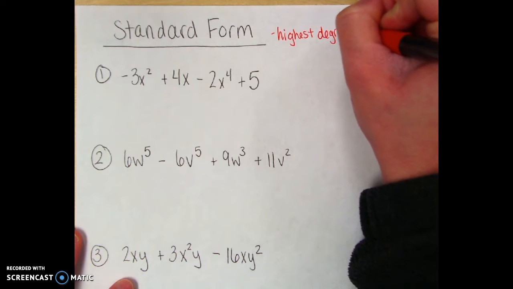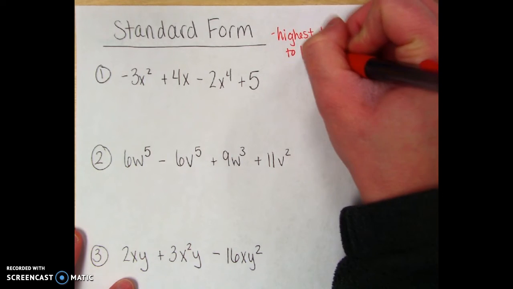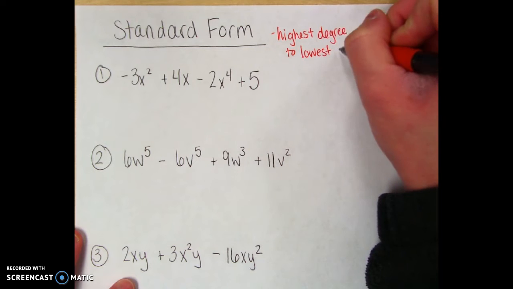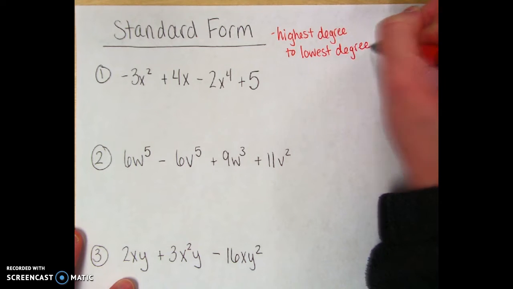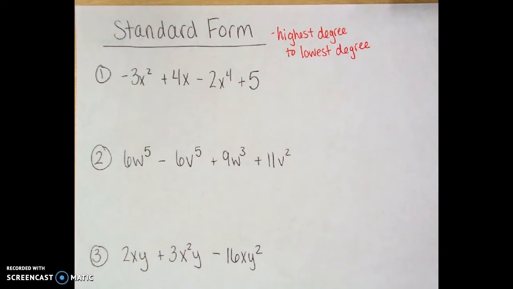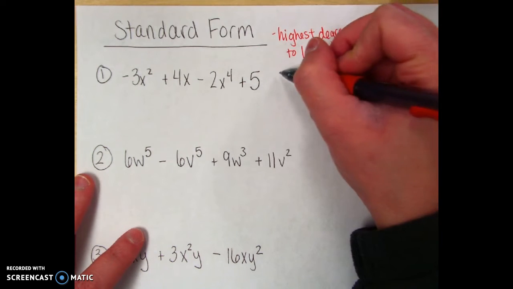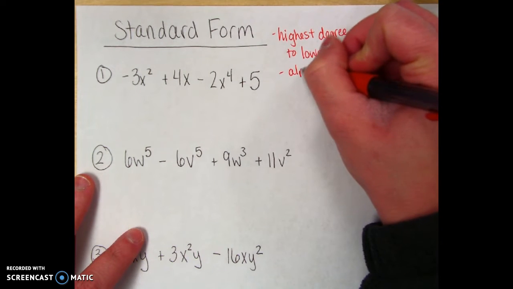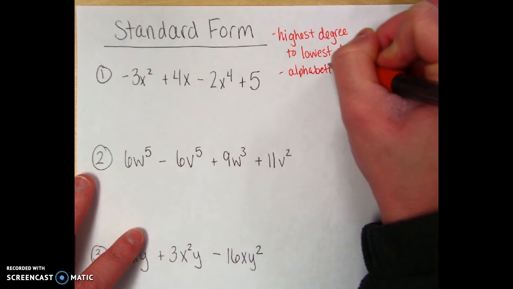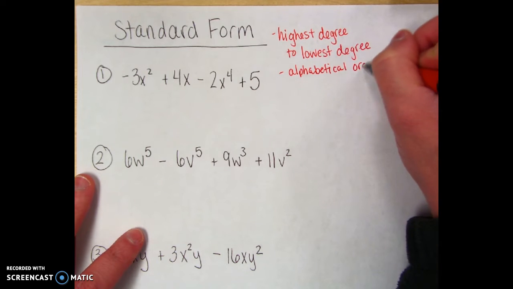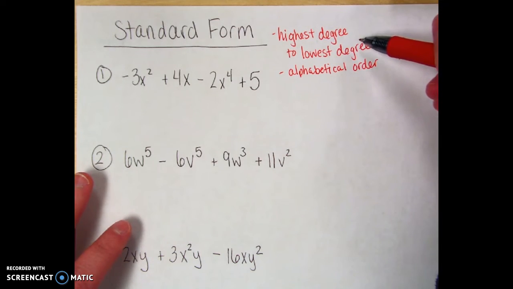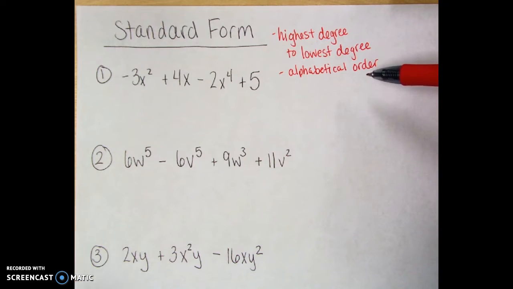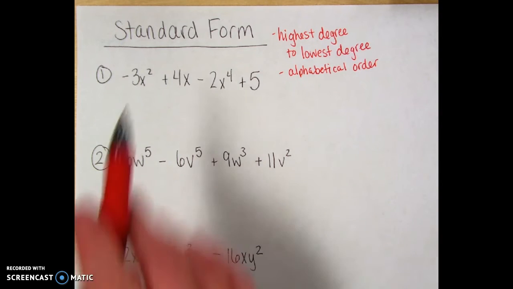degree to lowest degree. And I will talk about degrees here in a second. And you also need to follow some sort of alphabetical order. But first we look at the degree, and then if there's 2 or 3 terms with the same degree, then we go alphabetical order. But let's look at number 1 here.